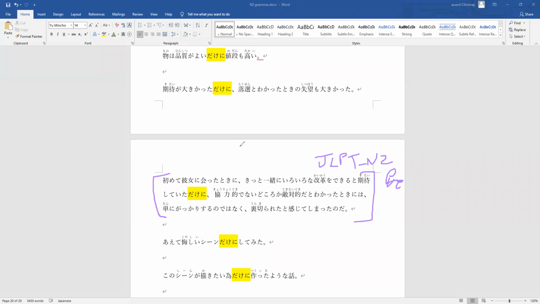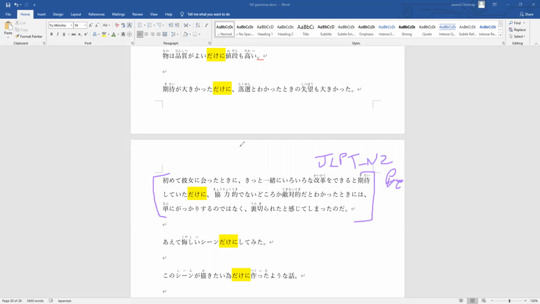Basically, this paragraph was in a JLPT N2 exam reading sometime. Which year I don't know, but in some year. So yeah, this kind of reading we get in the JLPT N2 exam. So, hajimete kanojo ni atta toki, when I first met the girl, I thought that definitely different kinds of changes would be possible, and I was hoping so, expecting that.